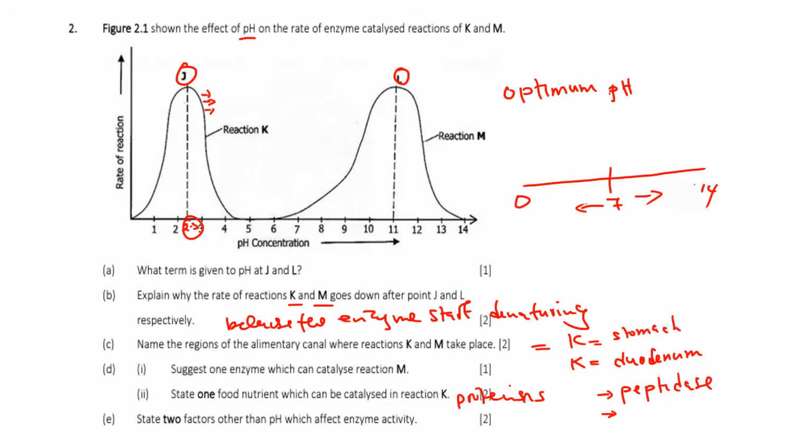State two factors other than pH which affect enzyme activity. So this we said temperature, and also we can talk of enzyme concentration. Enzyme concentration. Okay, I guess you've picked that.